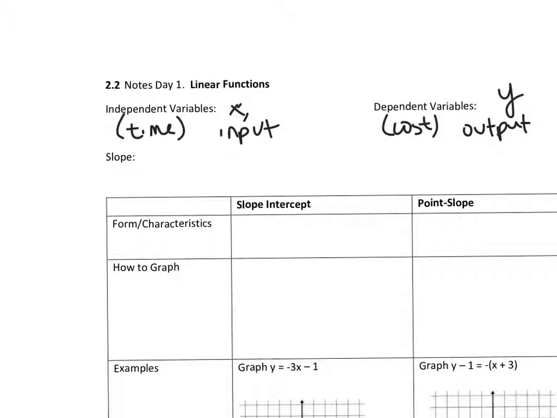Slope. Slope is the formula m equals y2 minus y1 over x2 minus x1. Slope is rise over run. It's the change in y over the change in x.